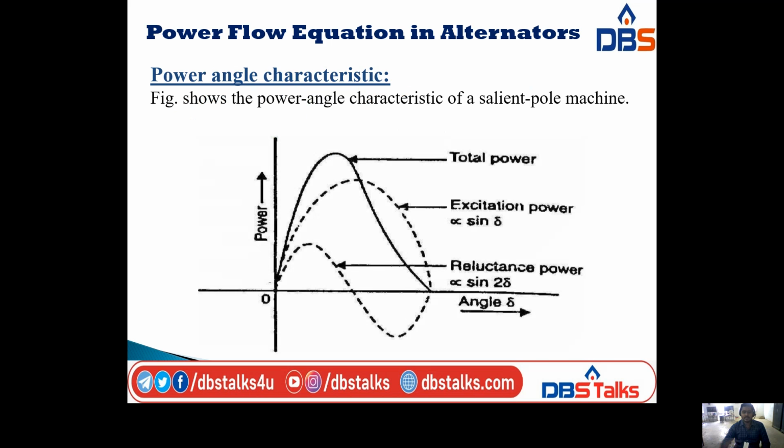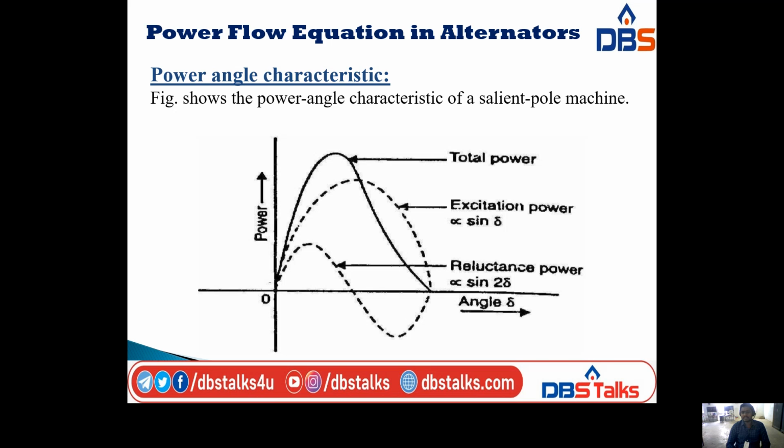Next, coming to the power angle characteristics of the salient pole machine. This diagram shows the power characteristics of the salient pole machine. Here the curve is drawn between angle delta and power. Here we have three curves. The thick line gives the total power curve, and there are two dotted curves. One curve is shown like a half sine wave, and it is for the excitation power.